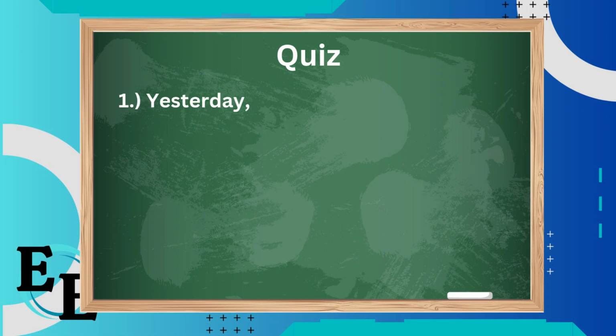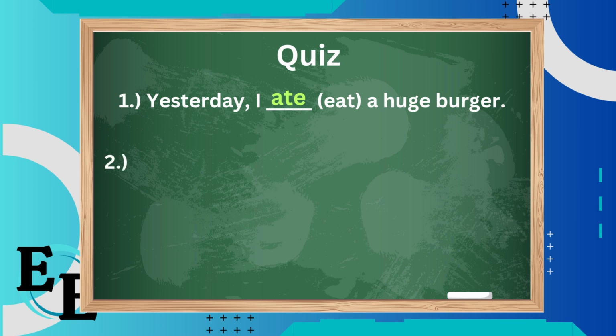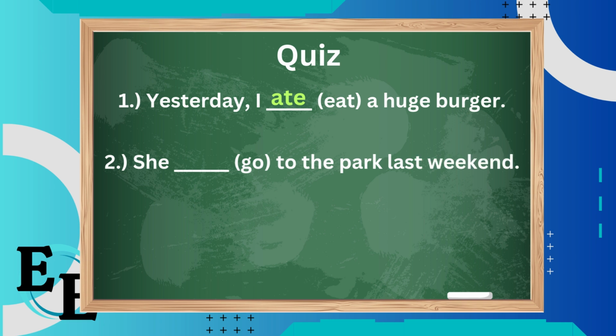Number 1, yesterday I blank a huge burger. Remember, this is an irregular verb. What is it in past tense? Ate. Nice job. Next one. She blanked to the park last weekend. Again, another irregular. Went. She went to the park last weekend.